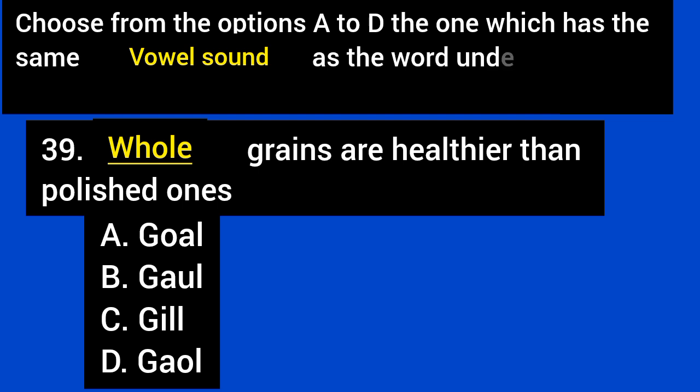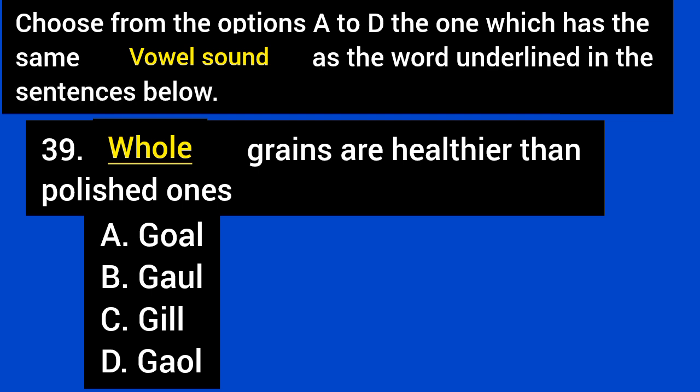Choose from the options A to D the one which has the same vowel sound as the word underlined in the sentences below. Okay, so here we are looking for same vowel sounds. The first part was same consonant sounds, and this one is same vowel sound. Okay, so let us look at number 39.